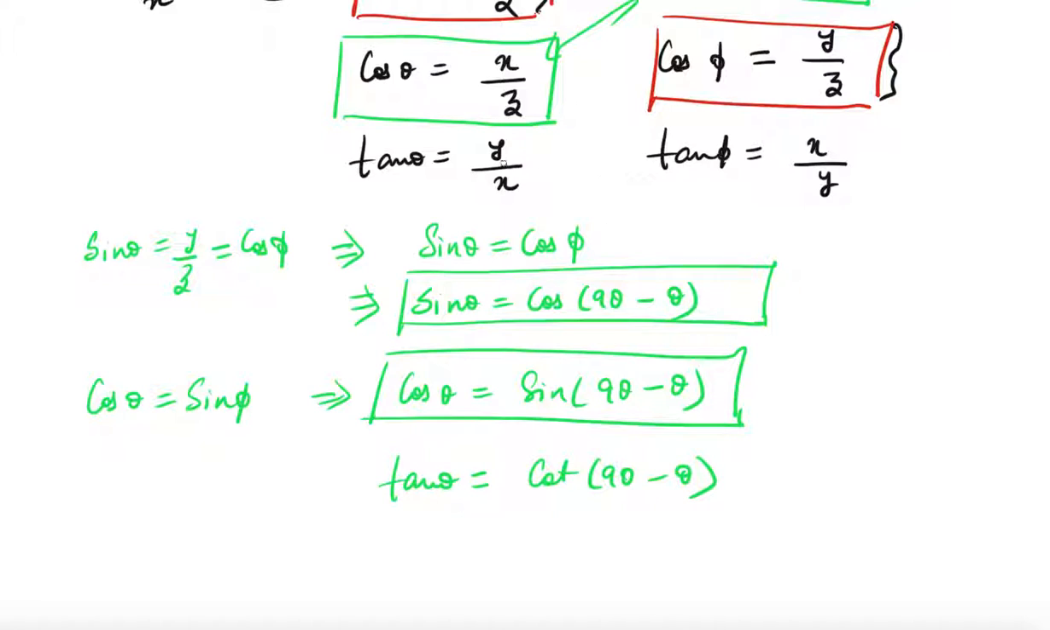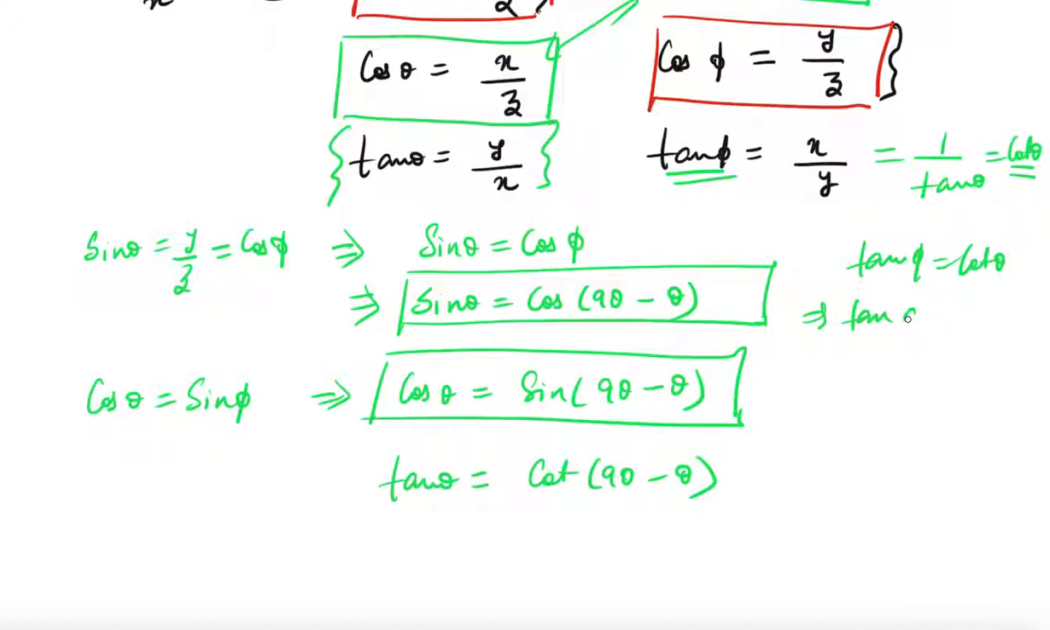How can you visualize this? See this, tan theta is y by x and tan phi is x by y. Basically tan phi is 1 by tan theta, and 1 by tan theta is nothing but cot theta, right? So for this phi, tan phi became equal to cot theta. So if I say tan of phi is equal to cot theta, this implies tan of 90 minus theta is equal to cot theta, and tan theta is equal to cot of 90 minus theta. So these are the four ratios that we got. Cot theta is equal to tan of 90 minus theta.